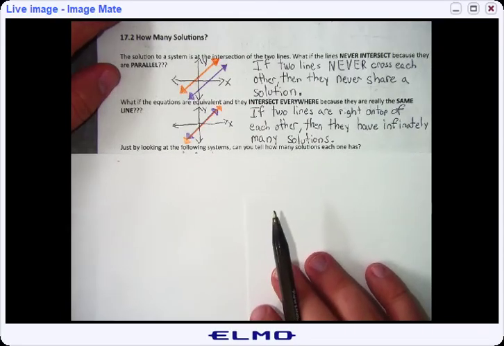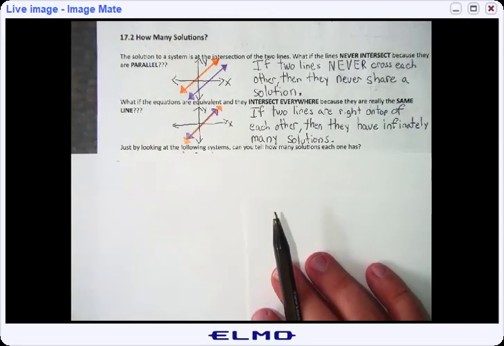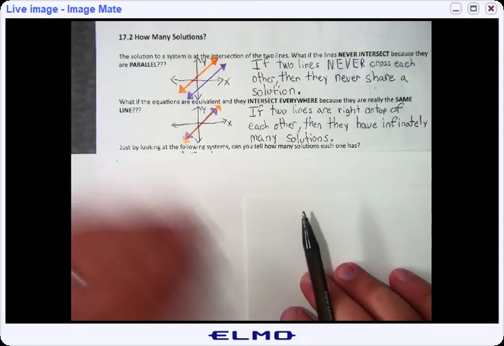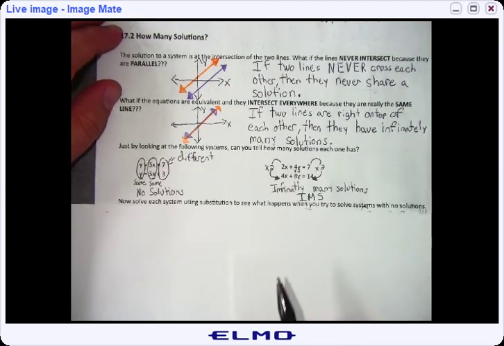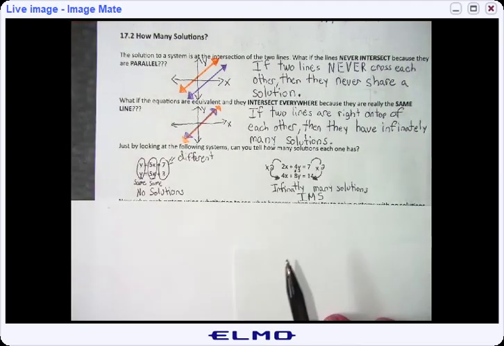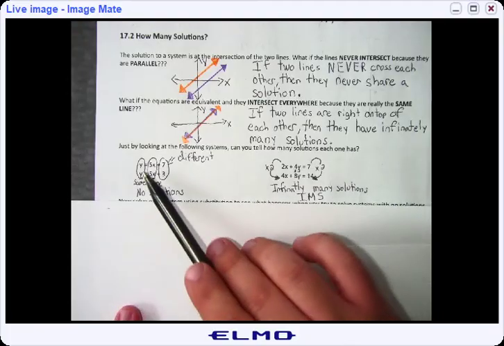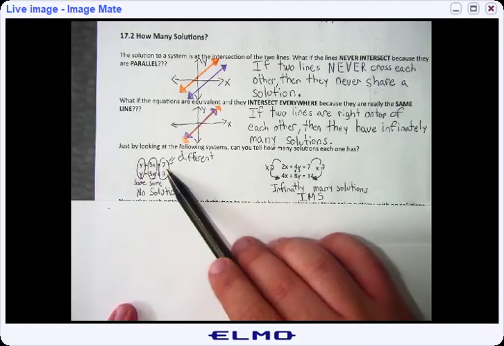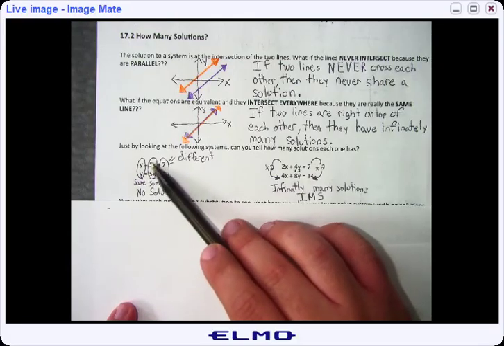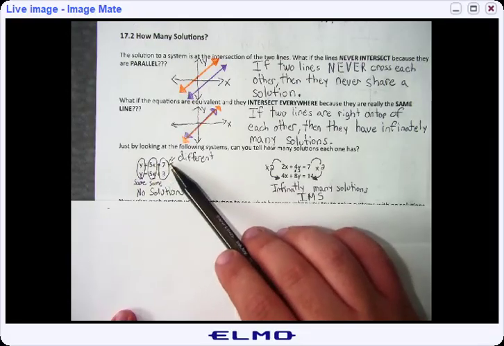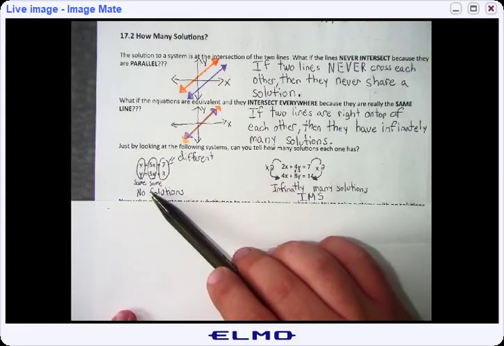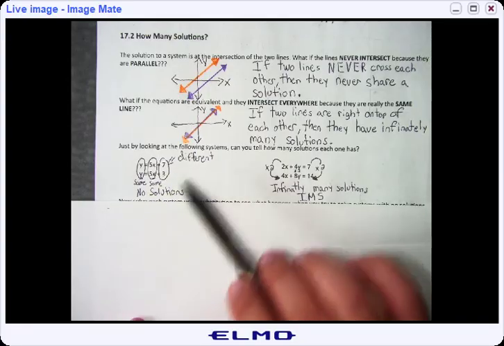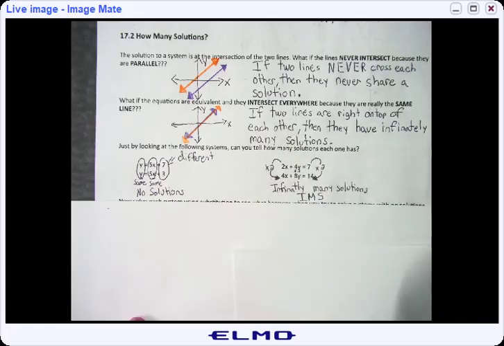And it says, just by looking at the following system, can you tell how many solutions each one has? All right, so take a minute and take a look at those equations. Some things that I notice are that these two equations right here both start the same, so that's why I circled these two things. They both have a y and a y, they have a 5x and a 5x, but they end differently. So this one has a 7 and this one has a 3. If that's the case, I would say that they have no solutions. If I graph those, there would be two lines that don't cross each other.